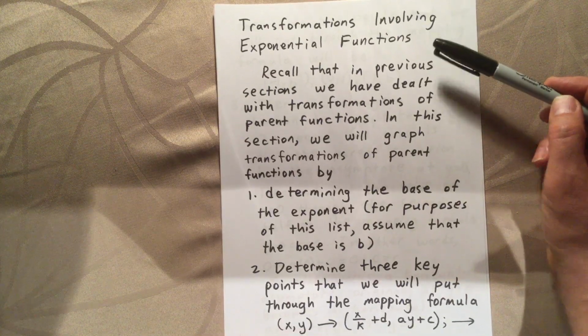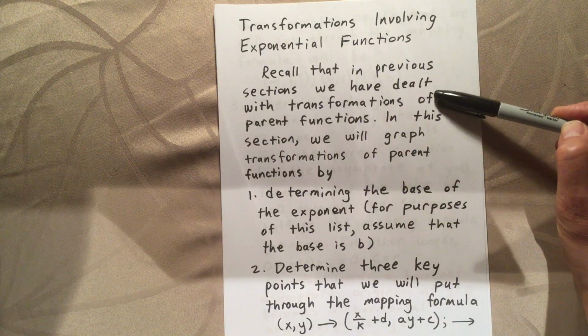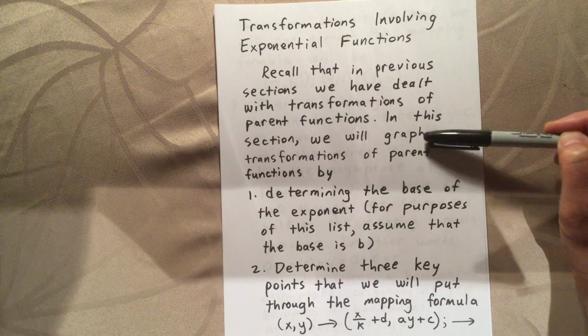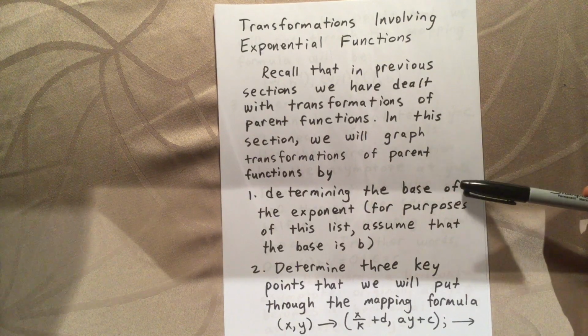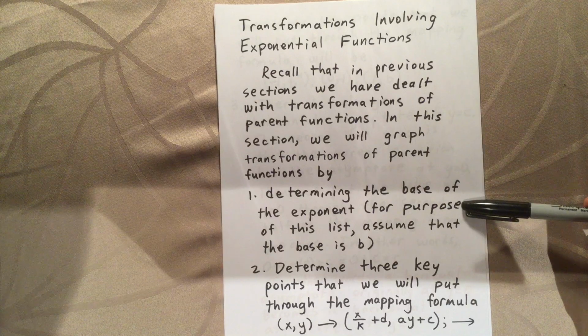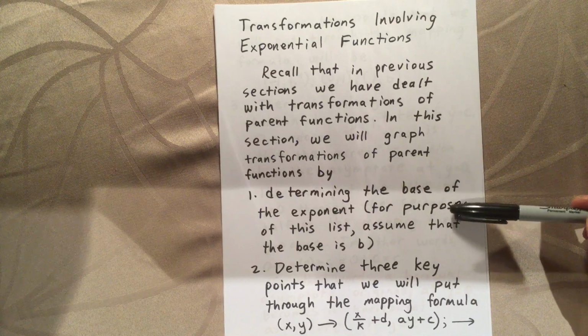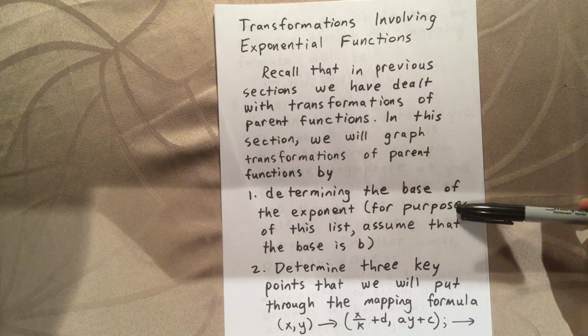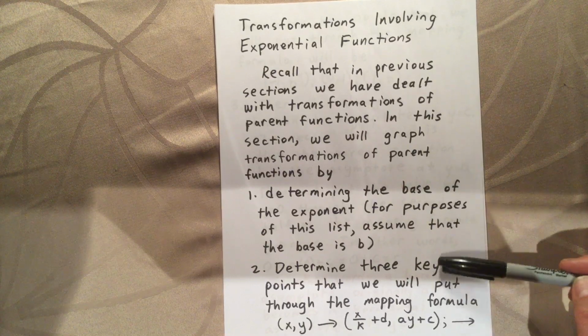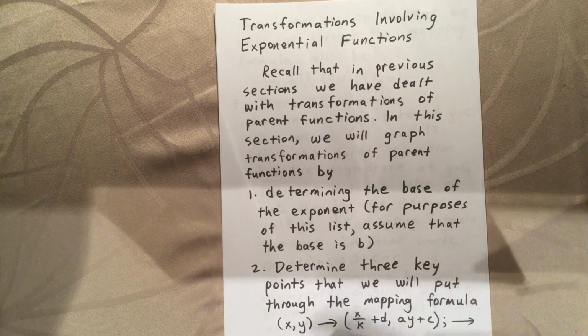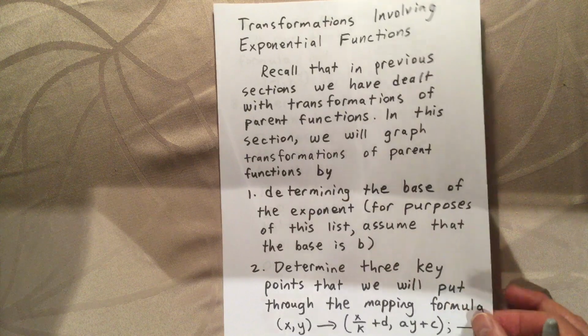Now, we're going to have to be able to graph transformations of exponential functions. So recall that in previous sections we've dealt with transformations of parent functions. In this section, we'll graph transformations of parent functions by first determining the base of the exponent. So for purposes of this list, we'll assume the base is b. So far we've had a base of 2, 3, 1/2, and 1/3. Next, after we figure out the base of the exponent, we're going to determine 3 key points that we'll put through this mapping formula. It's the same mapping formula we used before. (x, y) maps onto (x/k + d, ay + c).